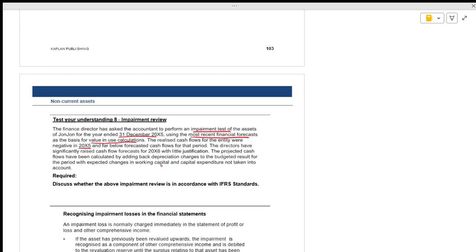See the things. They are talking in terms of the year ended, 1/1/2005 to 31/12/2005. Here the cash flows are negative. Cash flows are negative. Very clear. Unless you write it on paper, you will not understand.